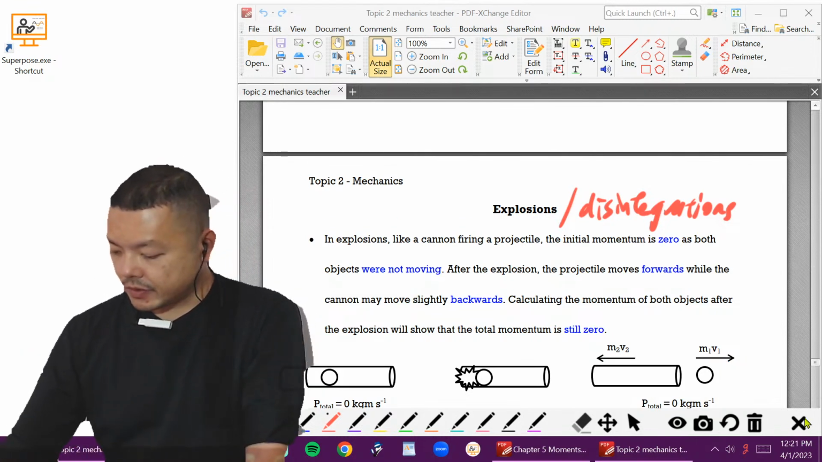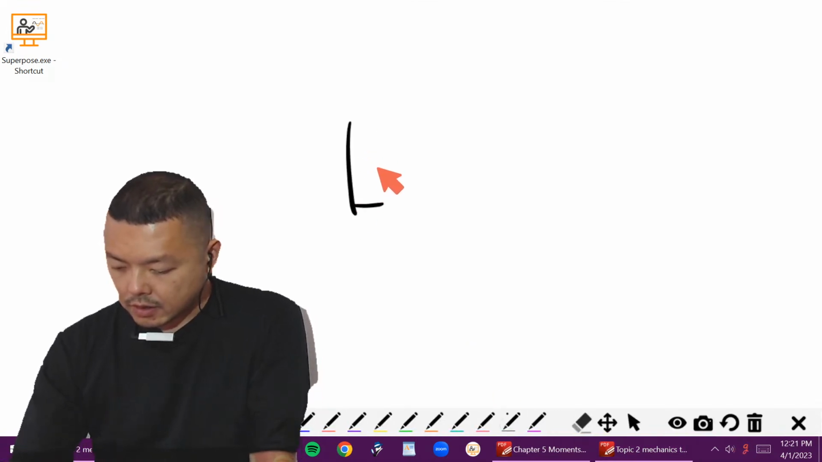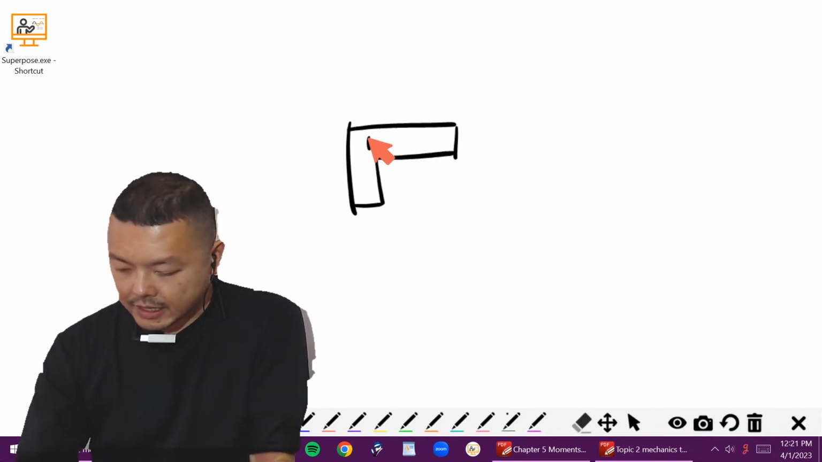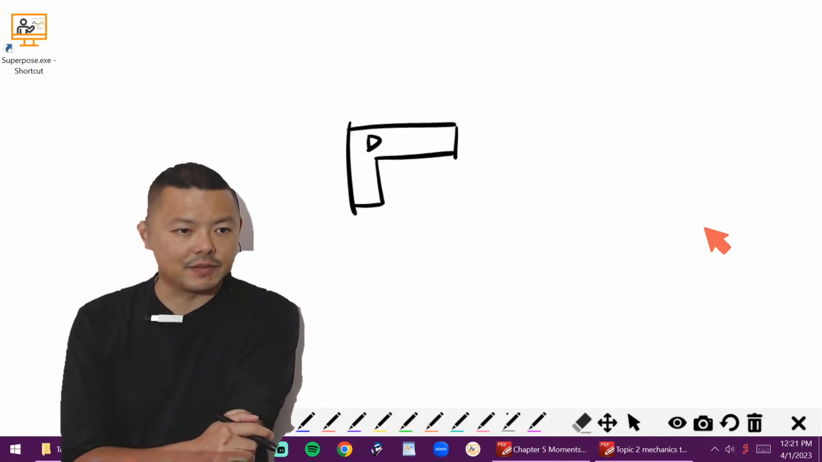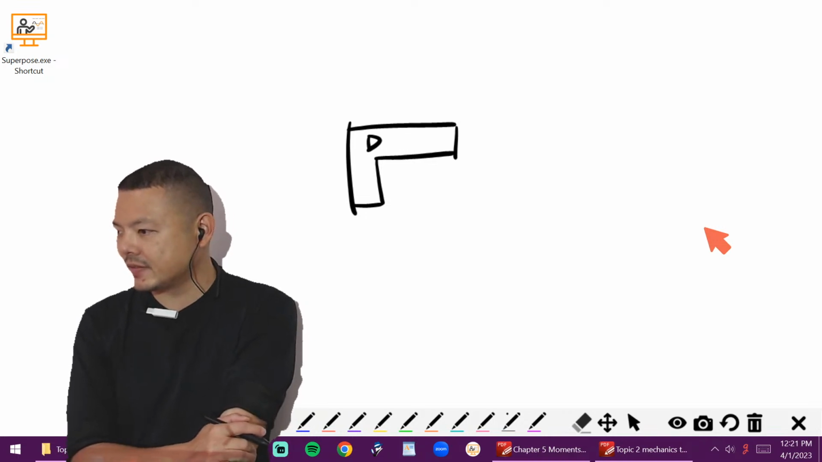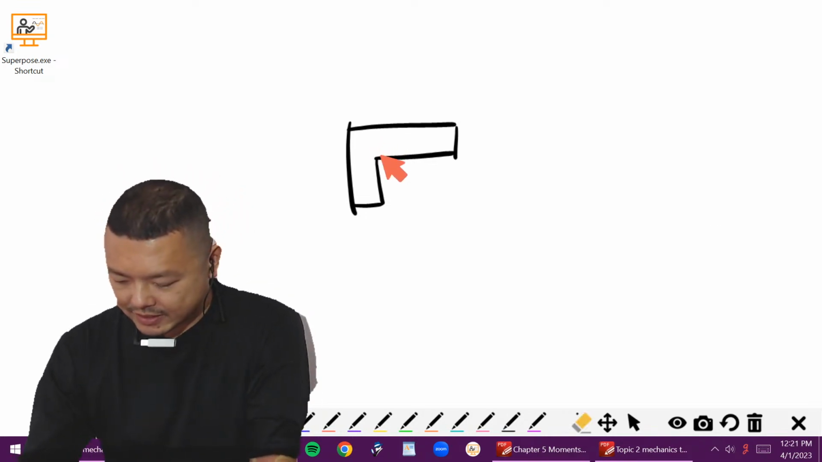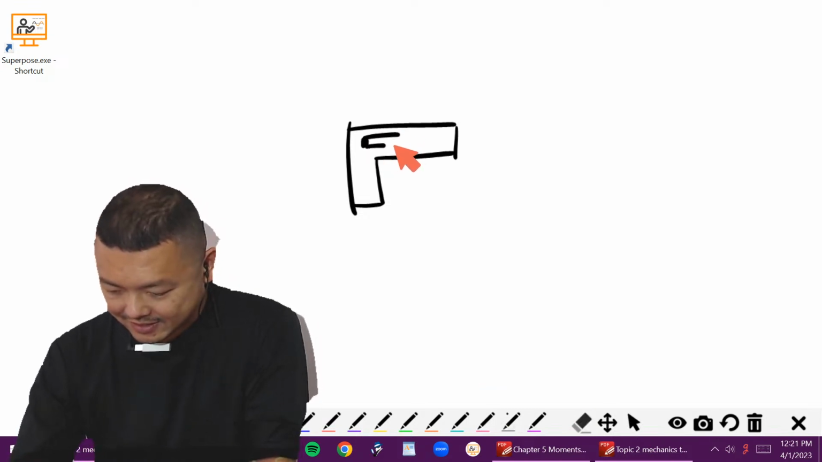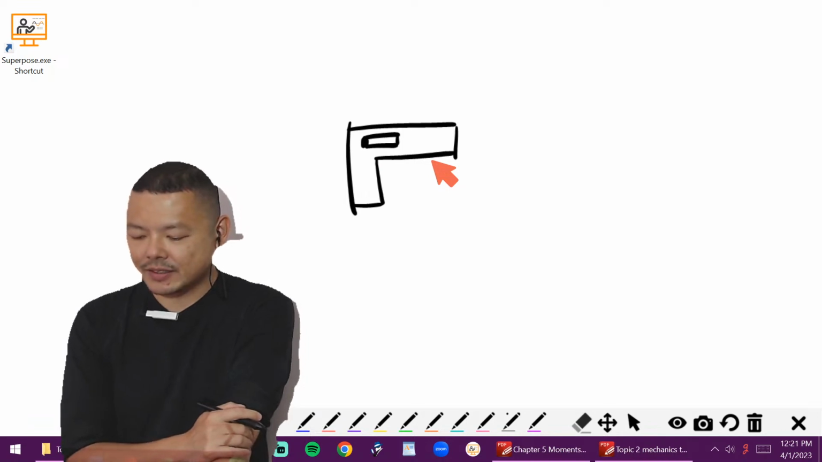Let me draw a picture for you. You can draw it at the bottom of the page. Let's say you have a bullet and a gun like this. Okay, let's say nerf. Let's try to keep it less violent. Let's say this is a nerf gun. Maybe I should draw a nerf bullet then. Right? Less violent.